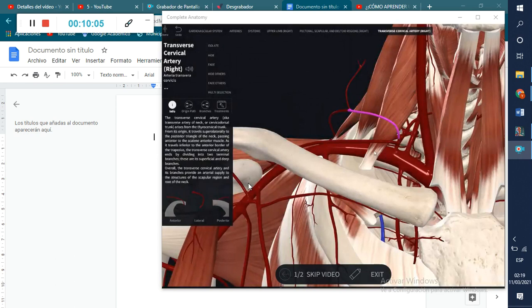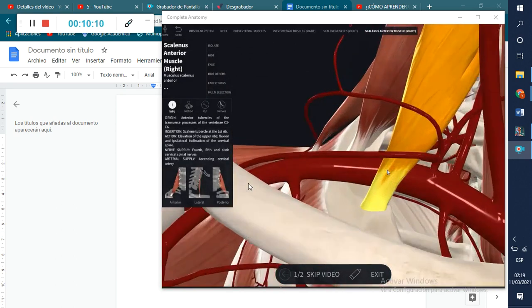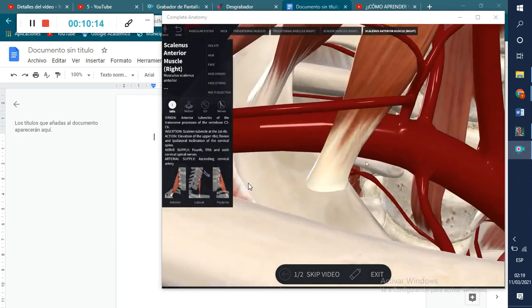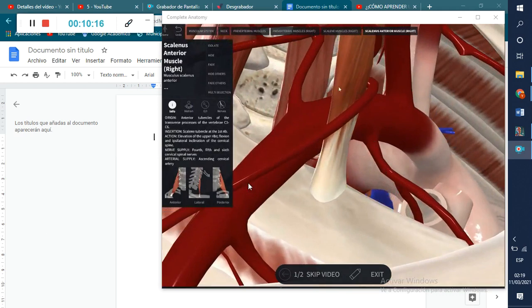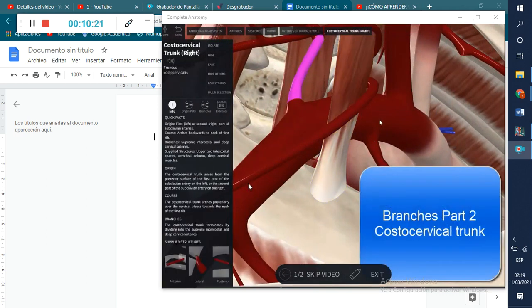After this we have the second part, and to find the second part we have to look behind the anterior scalene muscle. So why don't we go and do that. Let's dive behind here and see if we can find our costocervical trunk. And lo and behold, here it is. Most of the time it does come off the second part. Sometimes it actually does come off the first part as well.